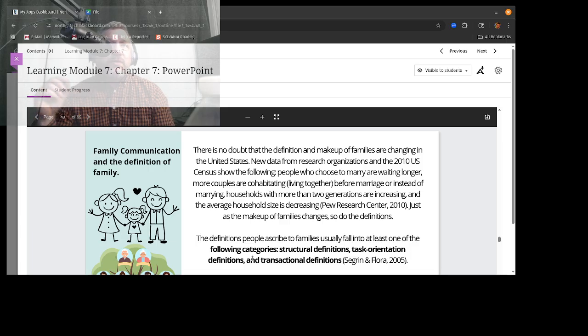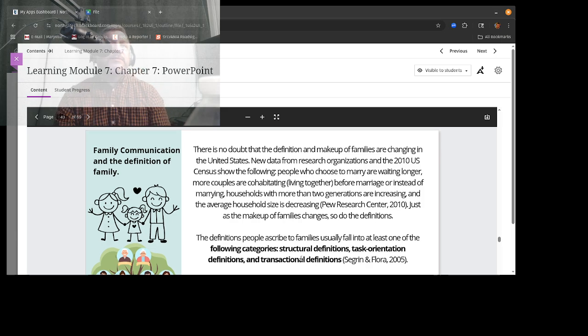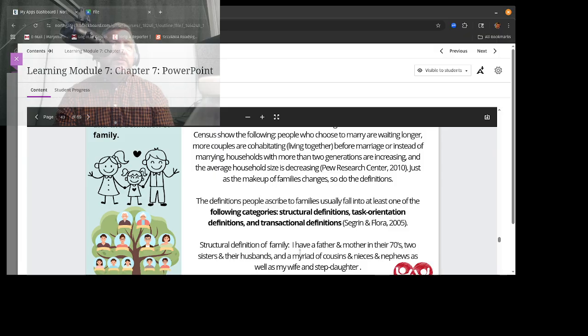Also, the overall average household size is decreasing because parents aren't having as many children. We also have same-gender couples with families. This is normal behavior anymore. So we have so many more differences in a family than we used to, right? So we're going to talk about that.